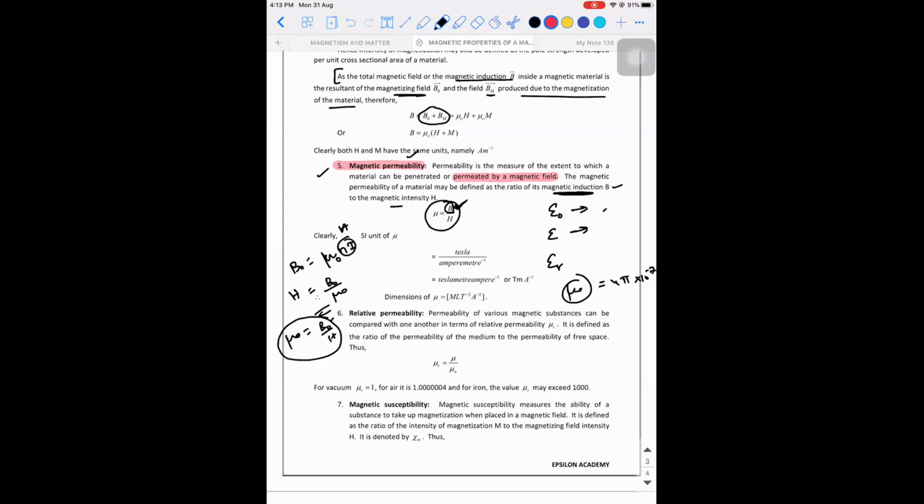SI unit of mu will be what? Magnetic field is measured in Tesla. H is measured in ampere per meter. So Tesla meter ampere inverse. That is going to be the formula for magnetic permeability. This we already know from here itself. Tesla meter ampere inverse. Is this concept clear? So make a note of it, guys. I suggest you write it down because these topics are very confusing. Write it down so that you will understand.